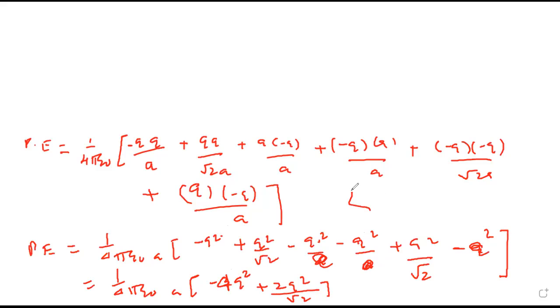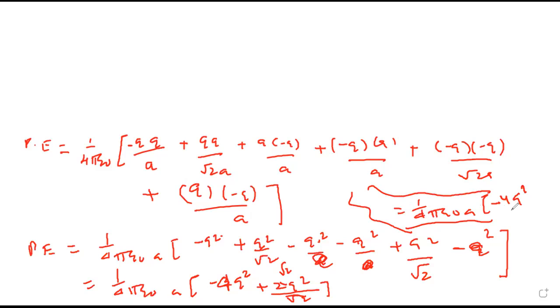Therefore, it will finally become 1 upon 4 pi epsilon naught A. This is nothing but root 2. So minus 4Q square plus 1.414 Q square, root 2 is 1.414. Please copy till this. Just one more line. Now you might have got the idea. It will be B option, minus 2.645 epsilon naught A. Option B.